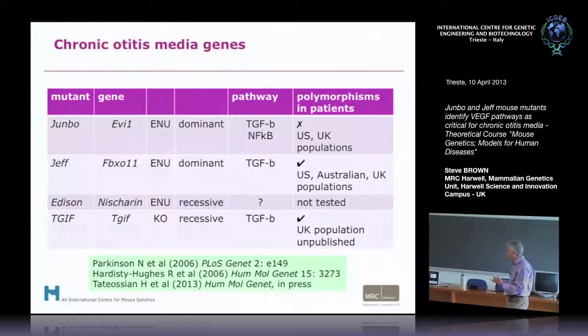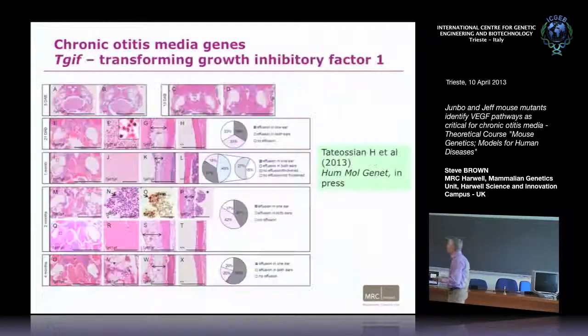But we have a paper in press of another mutation, which is a gene called TGIF, which is involved with the TGF-beta pathway and also causes otitis media in the mutant mice. This gene, TGIF, is one of the regulatory molecules involved with TGF-beta signaling. It's called transforming growth inhibitory factor 1. And I won't go into all of the details. I'll just point you to a couple of panels down here. It develops a chronic otitis media very similar to Junbo and Jeff. So it's another gene in the TGF-beta pathway which is causing chronic otitis media. So do go and have a look at that paper if you're interested.